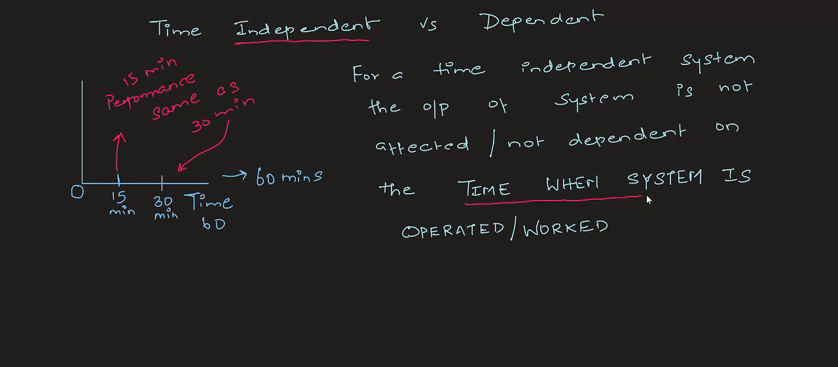Good. So I'm running the system at 15 minutes or 30 minutes or any time between 0 to 60 minutes, and I am going to see the same performance, the same output. So this is the classic definition of a time independent system.